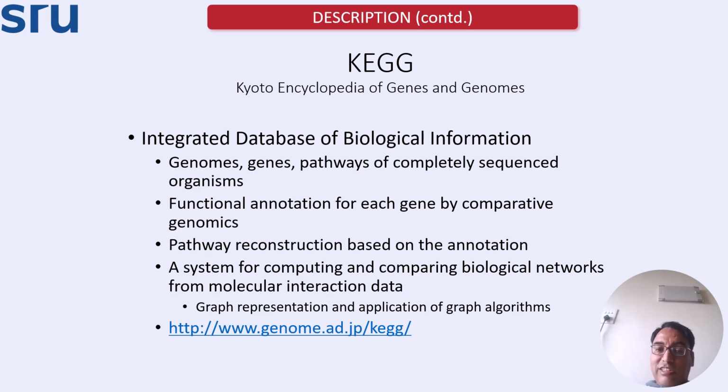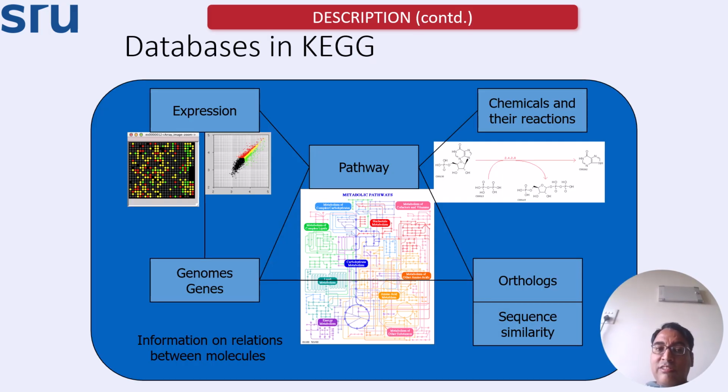Okay, pathway connection, reconstruction based on the annotation. So trying to find out the missing gaps. A system for computing and comparing biological networks from molecular interaction data. See, we can work out all of these. It is an extended server having numerous modules. This is, just in a nutshell, how the KEGG database works.